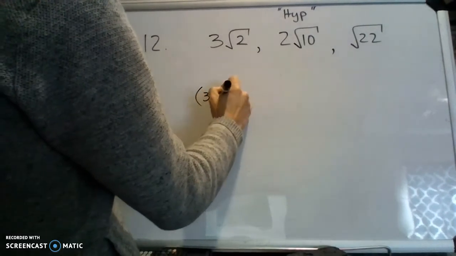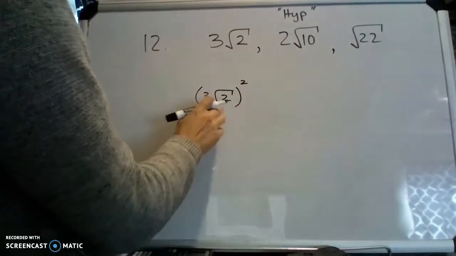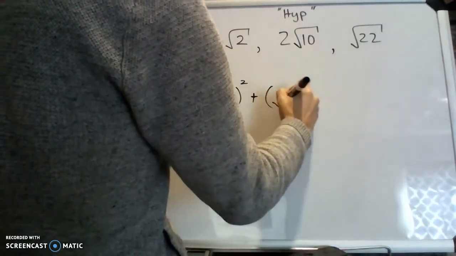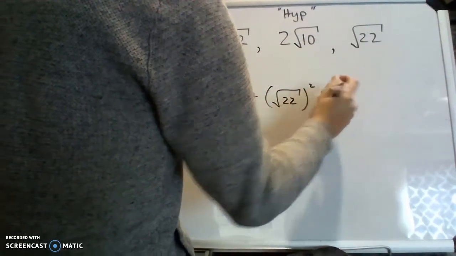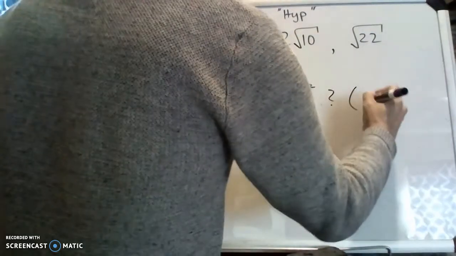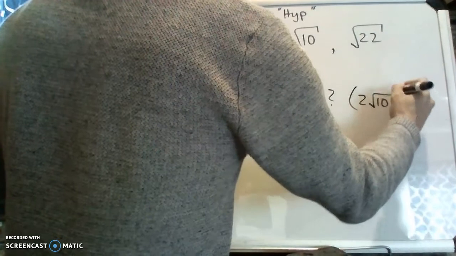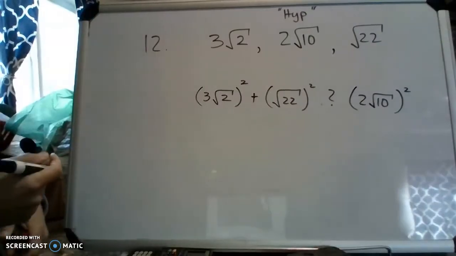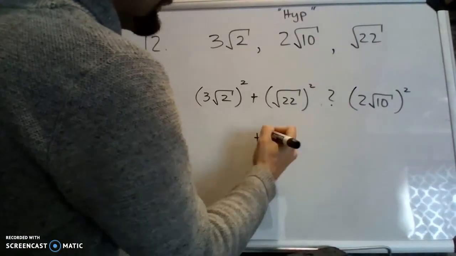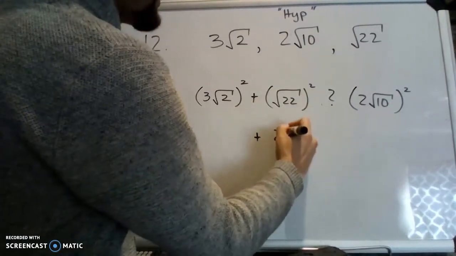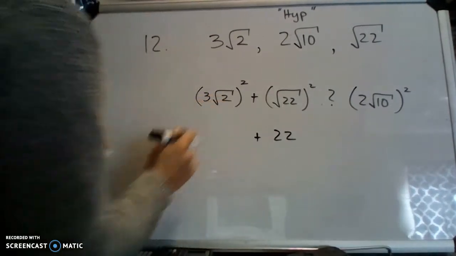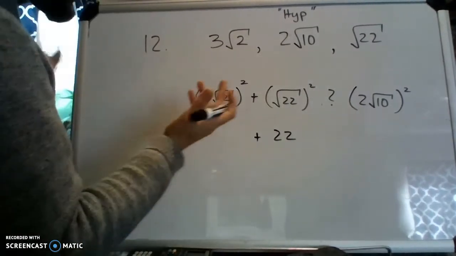So 3 square root of 2 squared plus our other leg, square root of 22 squared, is that equal to the value of 2 times the square root of 10 squared? So square root of 22 squared, remember that the square root and the squared cancel each other out, so that actually just comes out to be 22. Here you might be a little confused for a moment, but it's actually quite easy.